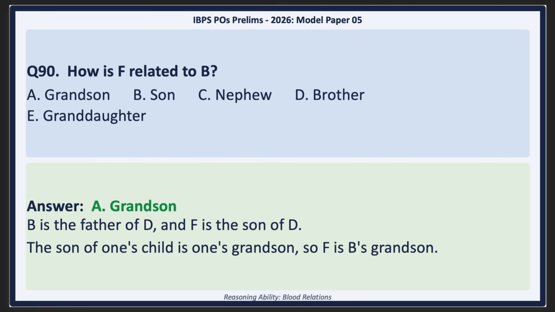Question 90. How is F related to B? B is the grandparent level. B is the parent of D. F is the son of D. The son of your child is your grandson. F is the grandson of B.